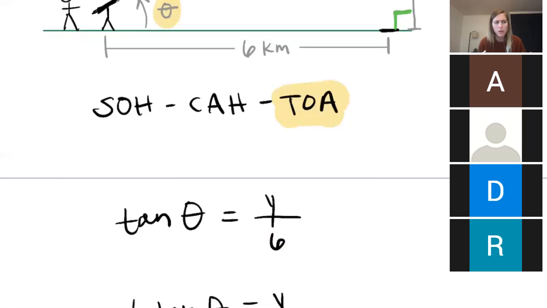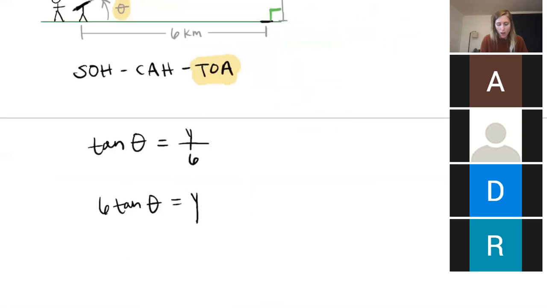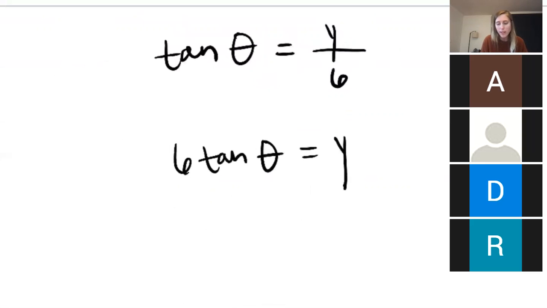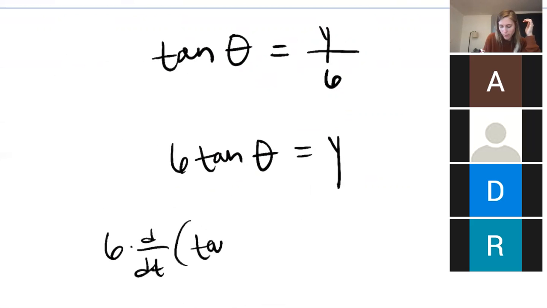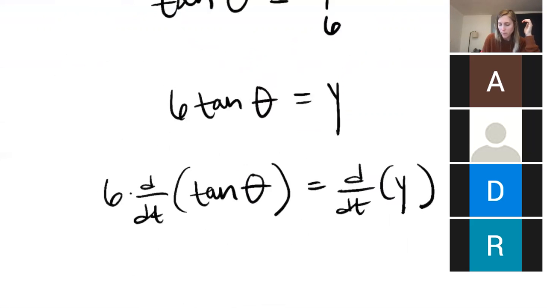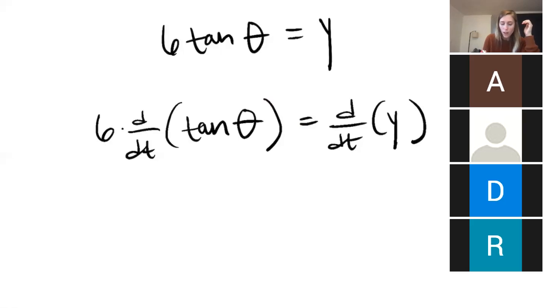Did that help, Drew? Yeah, thanks. Okay. So I multiplied by 6 on each side. You could leave it as it was originally written, or you could do what I did. And now I'm going to differentiate with respect to t. So I'll pull out the 6. The 6 will be there.